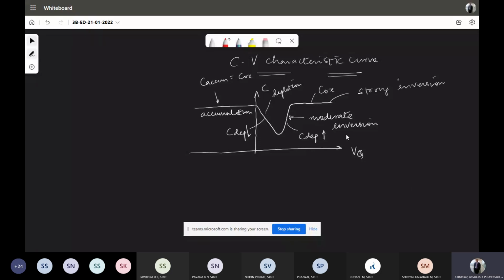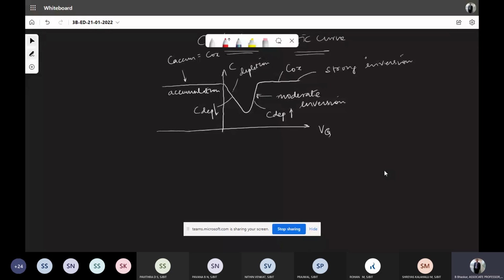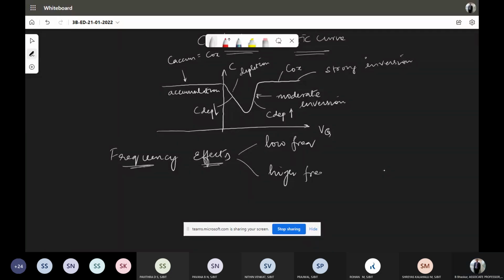Why am I putting these statements again? Because the next article we have is again relevant to this, which speaks about the frequency effects. It tells us what happens to the capacitance value when you apply a low frequency or a high frequency signal. Remember, whenever we discussed, I told that both the signals are available at the input, that is at the gate terminal.